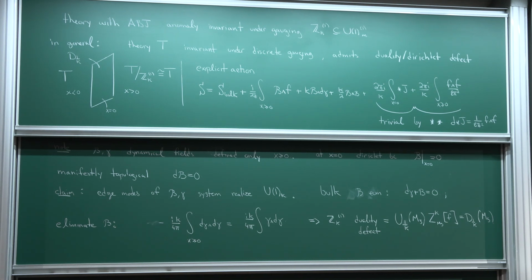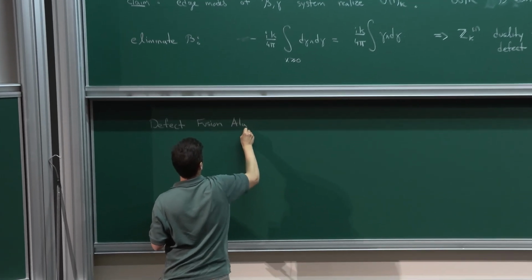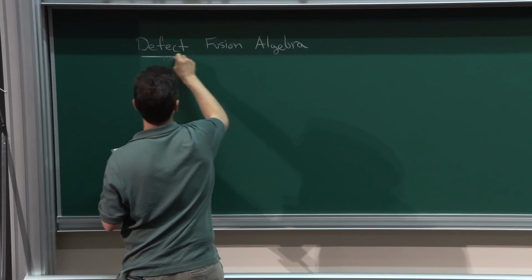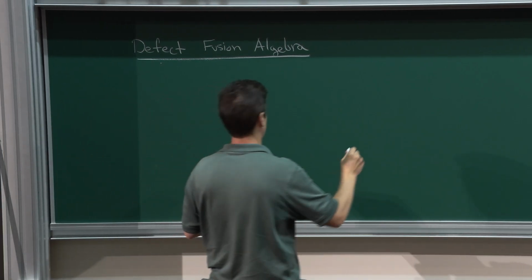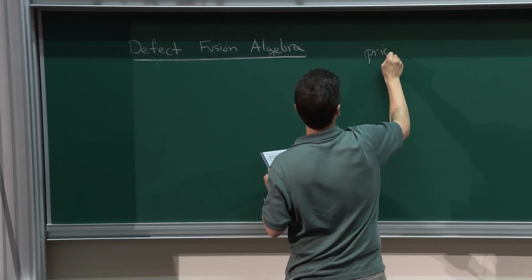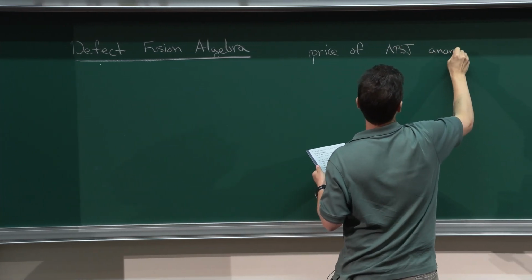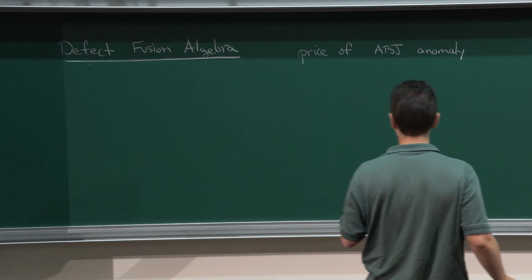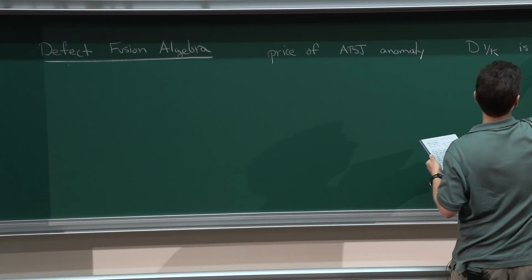Okay, so, all right, it's nice to have two constructions. It's particularly nice to have this gauging construction for talking about the defect fusion algebra. So I'd like to spend some time discussing that. So of course, the punchline, which probably many of you saw coming, is that the price of this ABJ anomaly, well, there are various different things, but one thing we're going to see is that this operator is non-invertible.